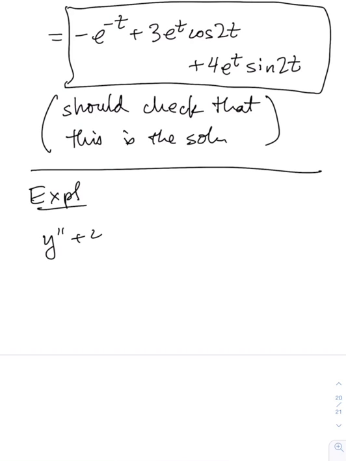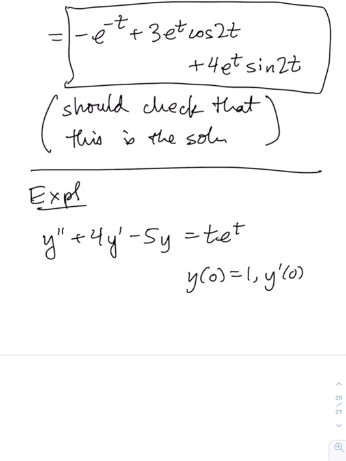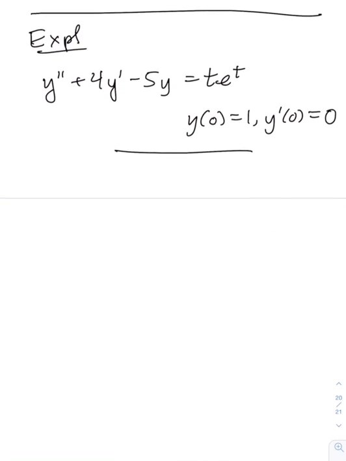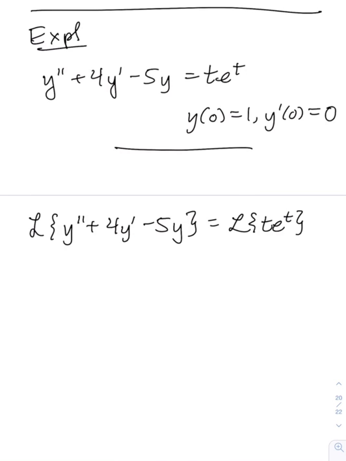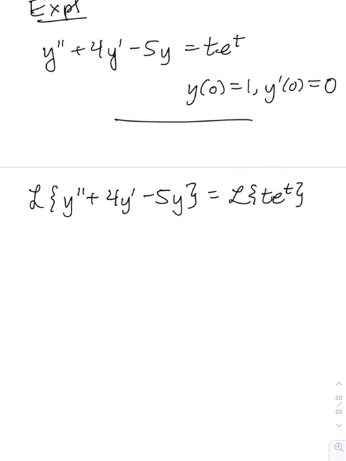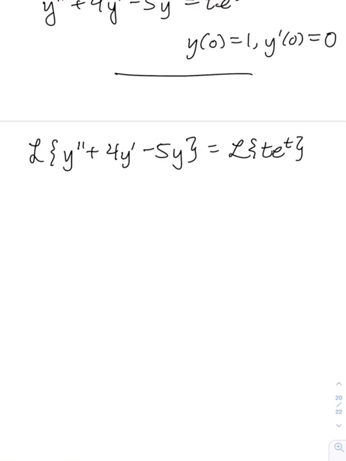Y double prime plus 4y prime minus 5y equals t e to the t. We're going to have y of 0 equals 1, y prime of 0 equals 0. All right, take the Laplace transform of both sides. So I have L of y double prime plus 4y prime minus 5y is equal to the Laplace transform of t e to the t. All right, so this one, for L of y double prime, I get s squared Y minus s y of 0 minus y prime of 0.